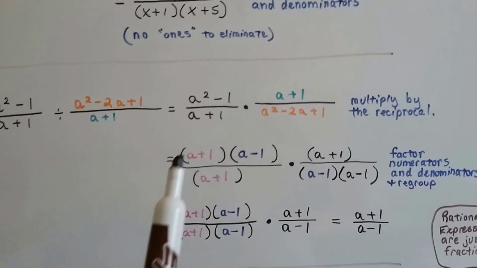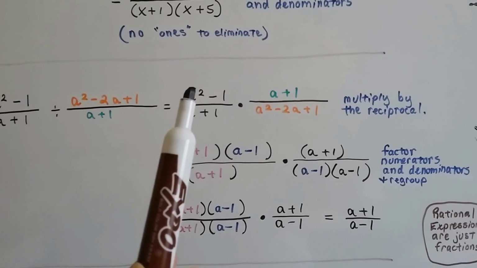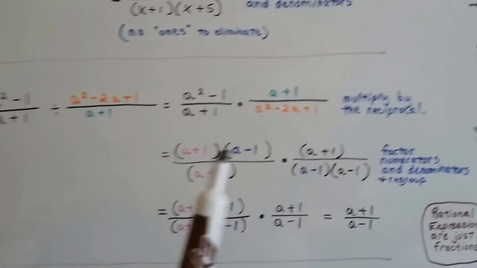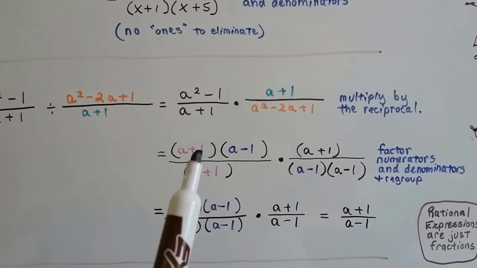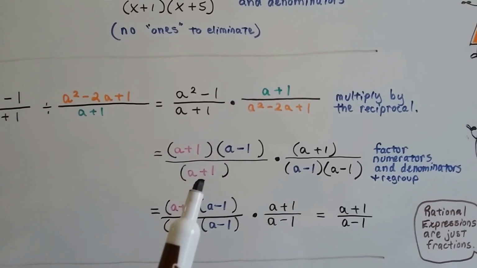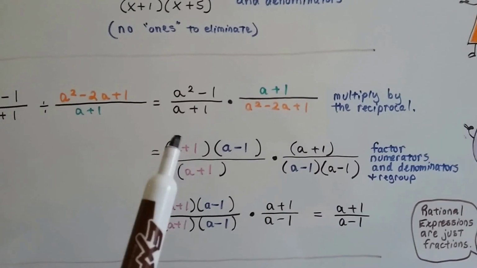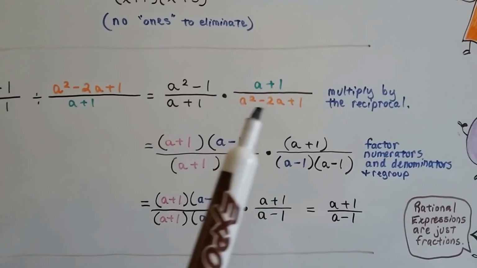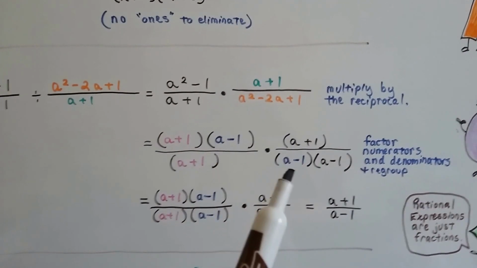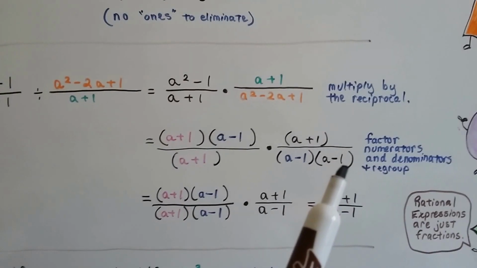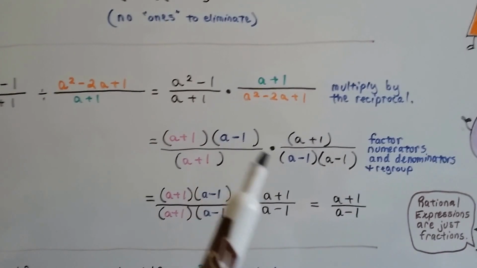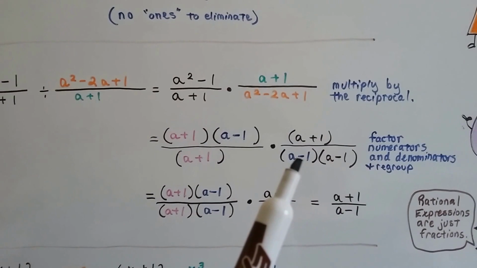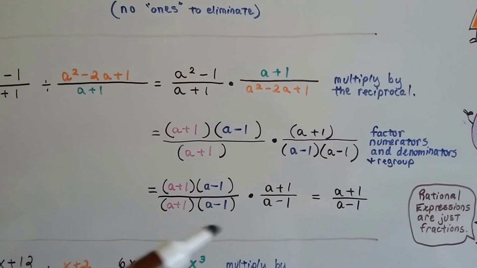Now, we just factor the numerator. This a squared minus 1 becomes a plus 1, a minus 1 when it's factored. It's going to be over an a plus 1. And look, we have two a plus 1s right here that make a 1, don't we? And for this one, when this denominator is factored, we get a minus 1, a minus 1. And this a minus 1 can be put over this a minus 1 when we regroup them like this.